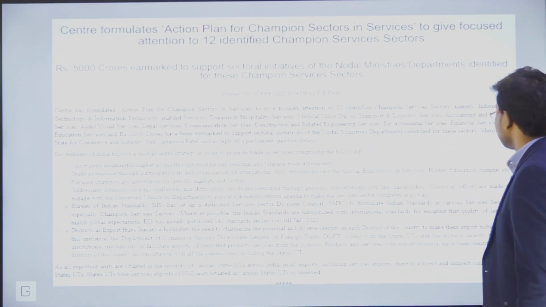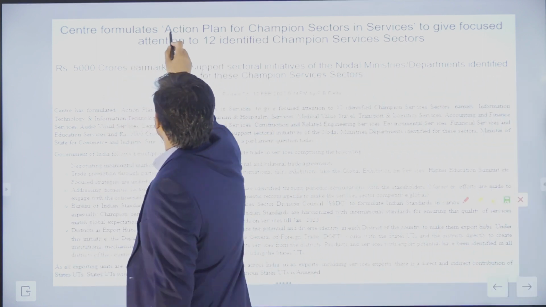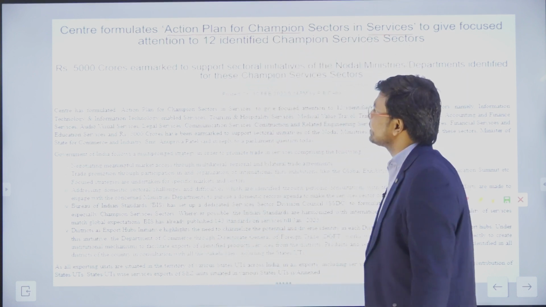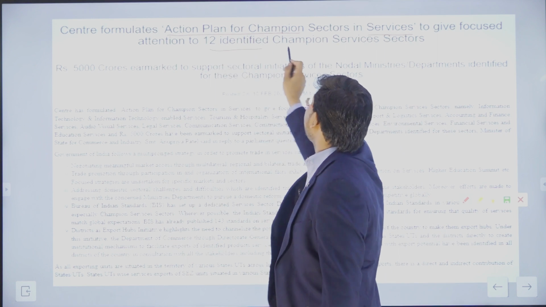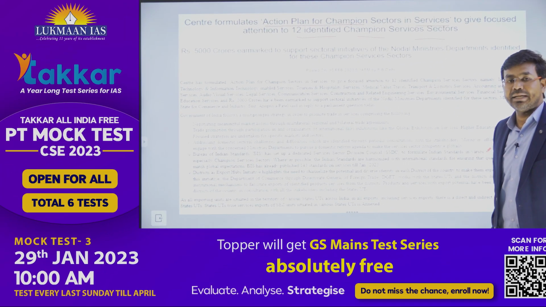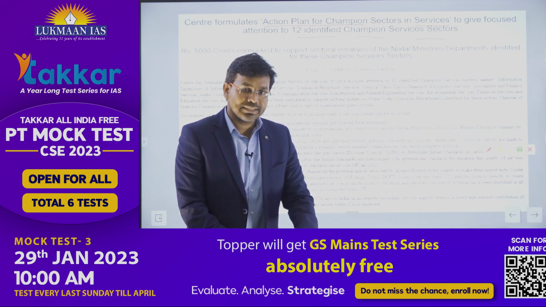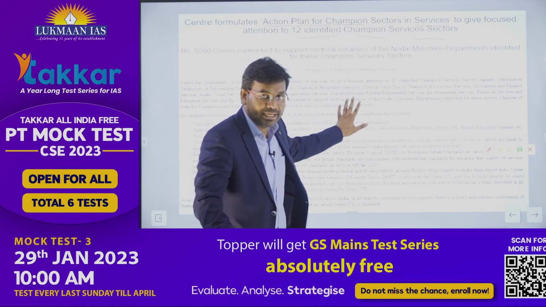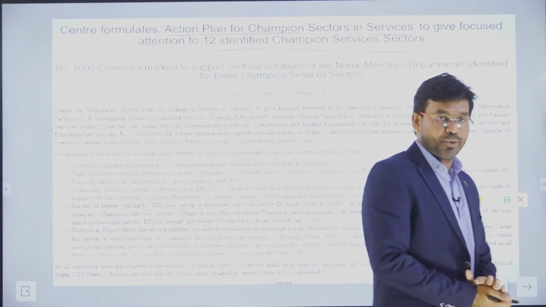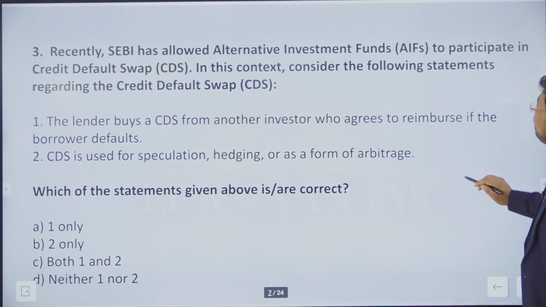It was in news because the central government has formulated an action plan for champion sectors in services, to give focused attention to 12 identified champion services sectors. If you go through this article, you will understand the details related to the champion services sectors scheme. It was recently in news in the Press Information Bureau. If you read it, you will understand more. With this, we will take another question quickly.